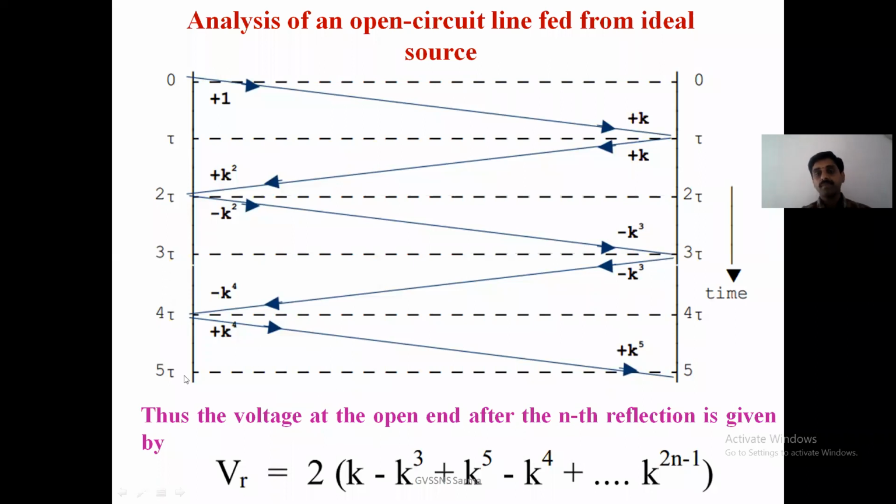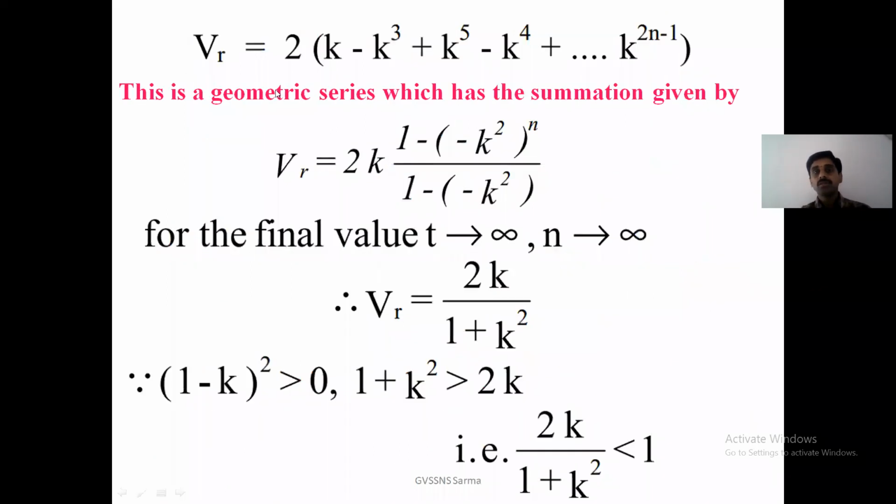So we can write VR by summing up all these: K plus K at this junction, 2K, minus K cube, minus 2K cube, like that up to 2K power 2n minus 1. So this is the voltage at the open end after the nth reflection. So you can write VR like this. This is a geometric series, which has a summation given by, and you can converge this equation.